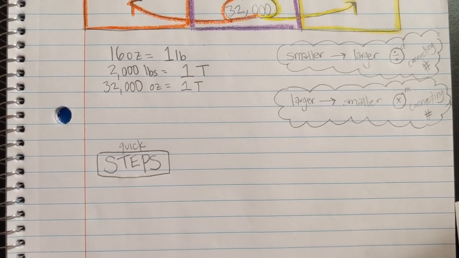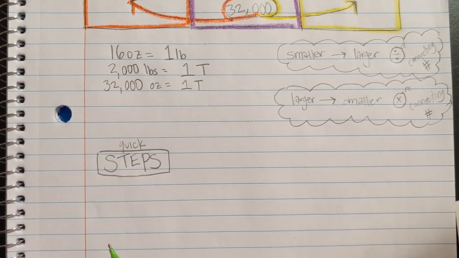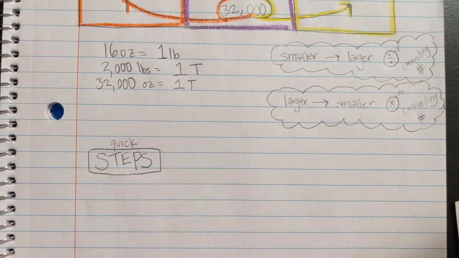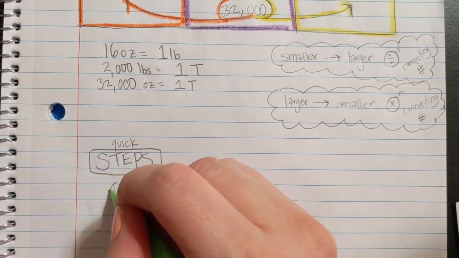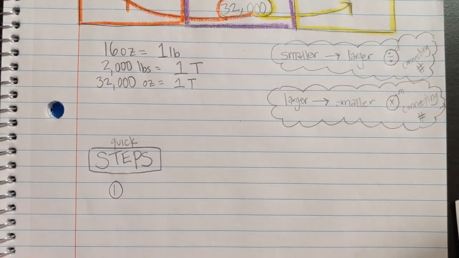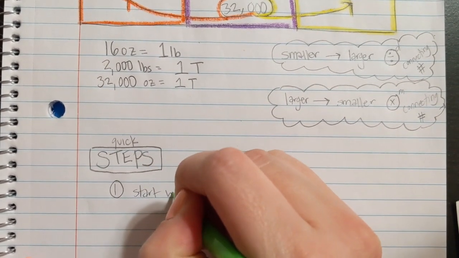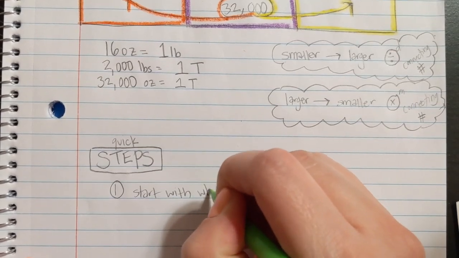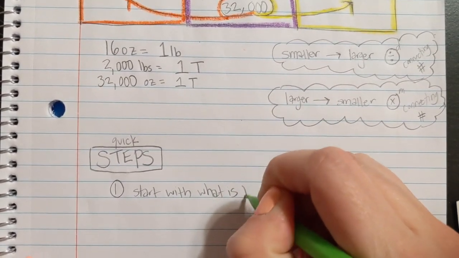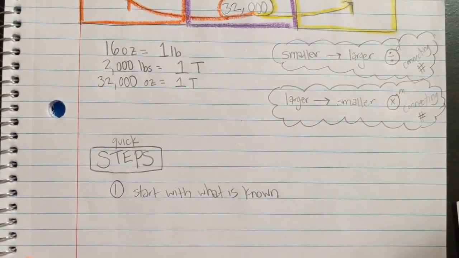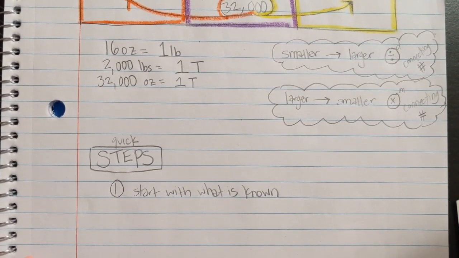When you're looking at doing a conversion for customary units of weight, or how heavy something is, you are going to do these quick things. Step number 1, start with what is known. Okay, start with what is known.